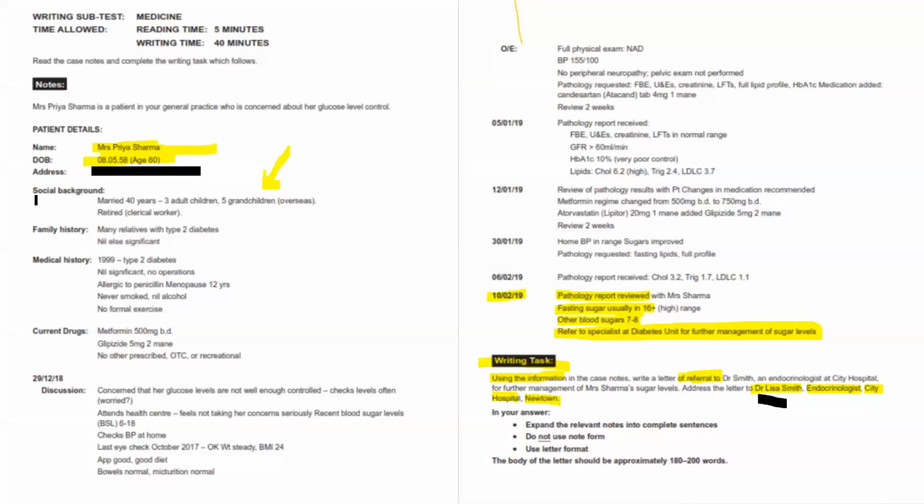Okay. What about social background? Married, 40 years, has 3 adult children, and she has 5 grandchildren overseas. Is it important to mention all these? Also not important, because she is chronically followed by the specialists to whom I refer. It is not important. So you will exclude these data.